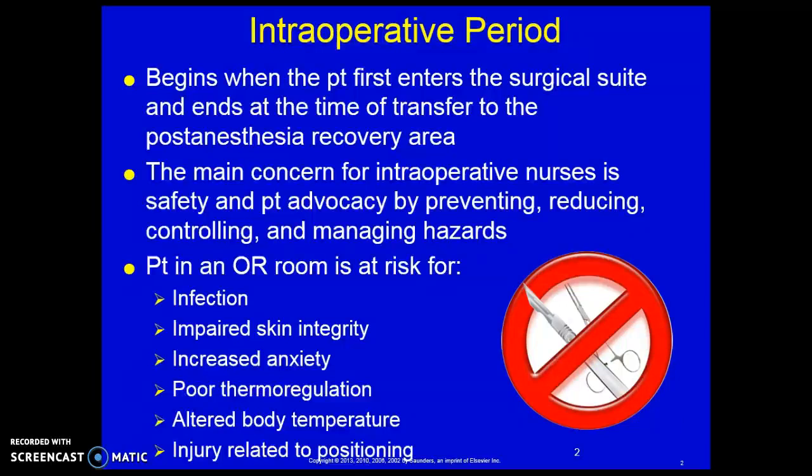The patient in the OR is at risk for, and these things are important: infection, impaired skin integrity, increased anxiety, poor thermal regulation, altered body temperature, and injury related to positioning. So your positioning, your skin integrity, all of that stuff, the nurse is going to assist this patient, especially since they can't move themselves and can't reposition themselves, to make sure that they're not receiving any kind of injury.